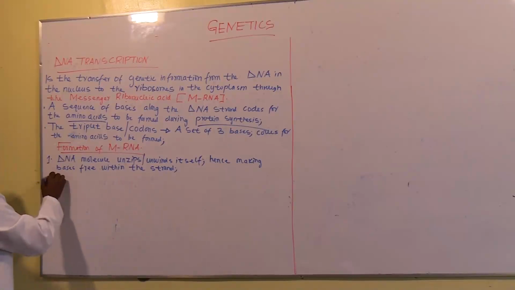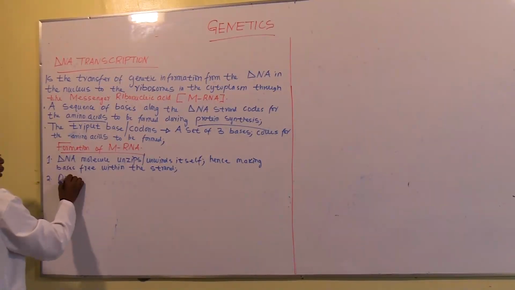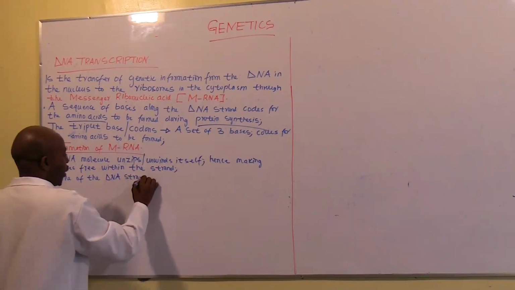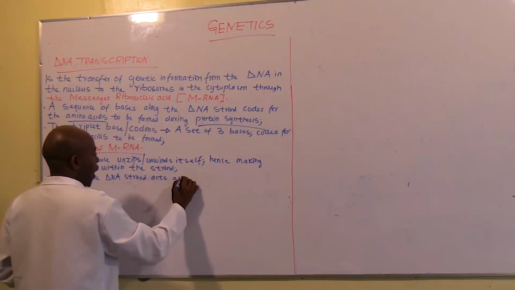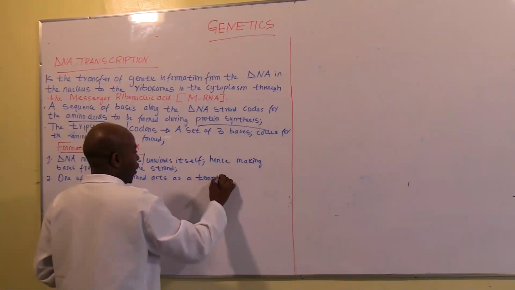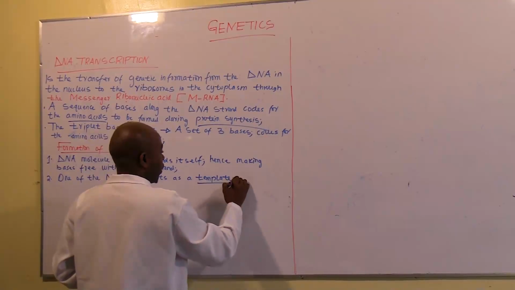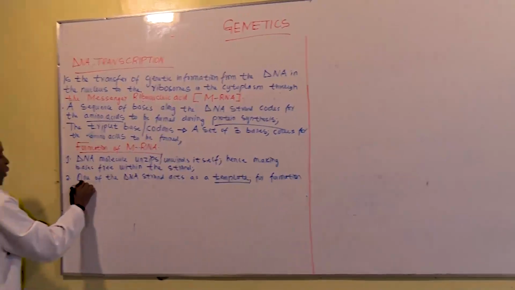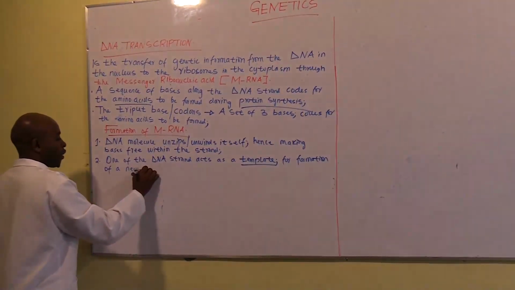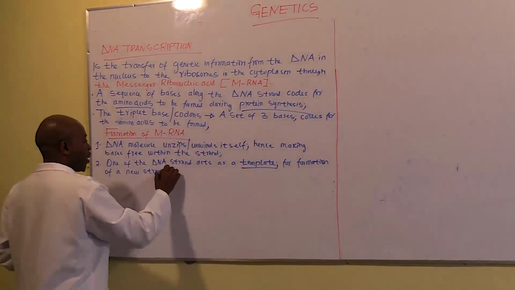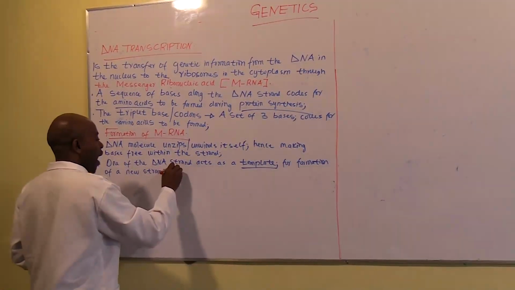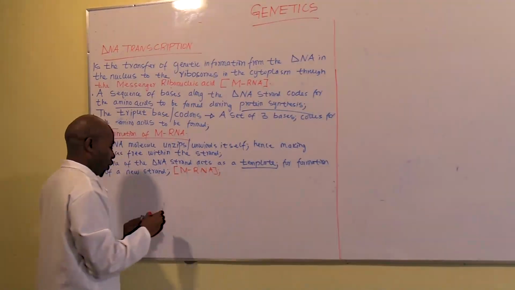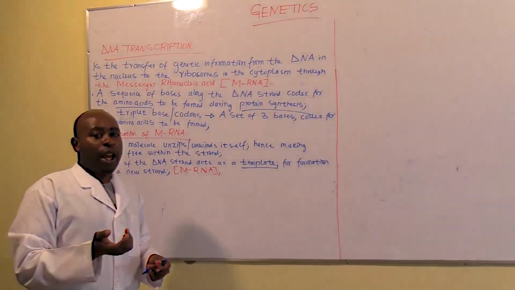Then number 2, one of the DNA strands acts as a template for formation of a new strand, and that is now the messenger RNA. So those are the events that take place until we have the messenger RNA.